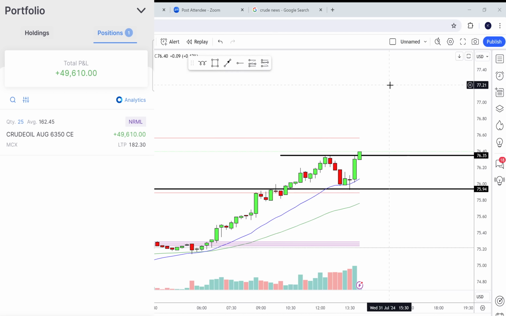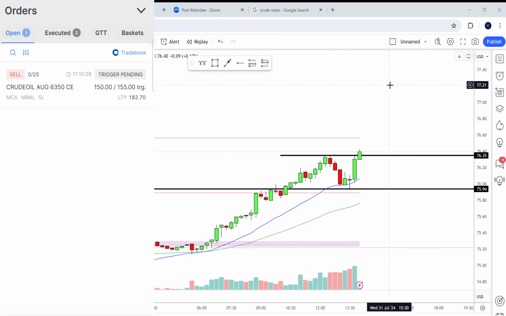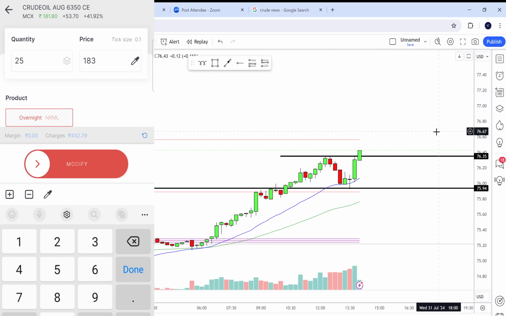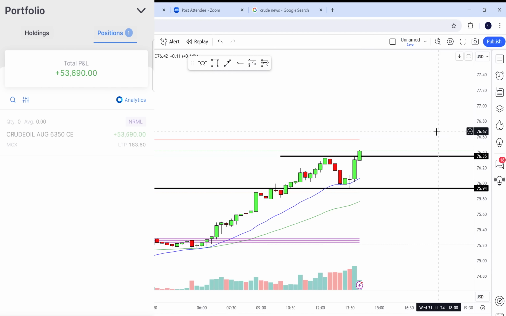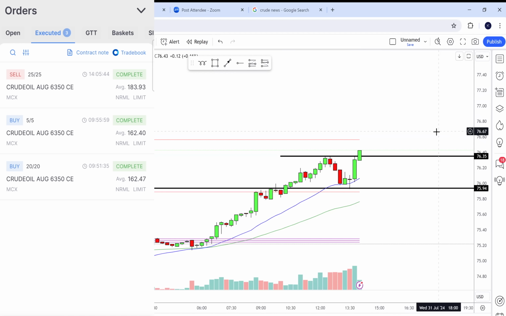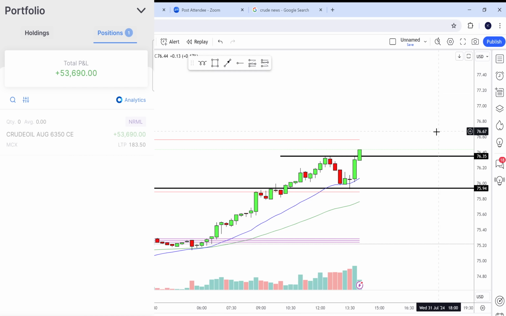Okay guys, you can see that finally the breakout is happening, and profit is almost 50,000 in this trade. And I think this is the time to book my profit. I am squaring off my position. You can see that I have squared off my position. Total 25 quantity, 162 was the average price, and I closed my order at 183, and total profit is 53,690 in this crude oil.